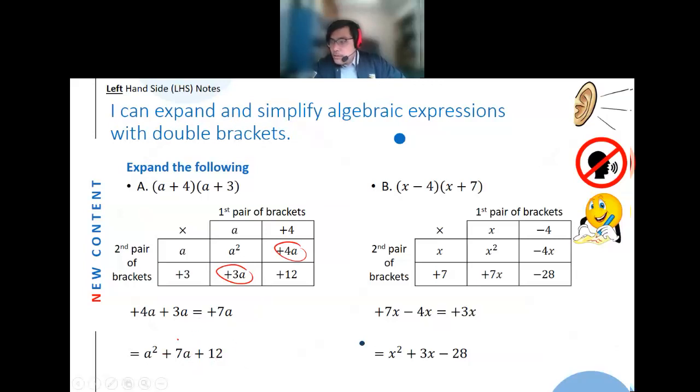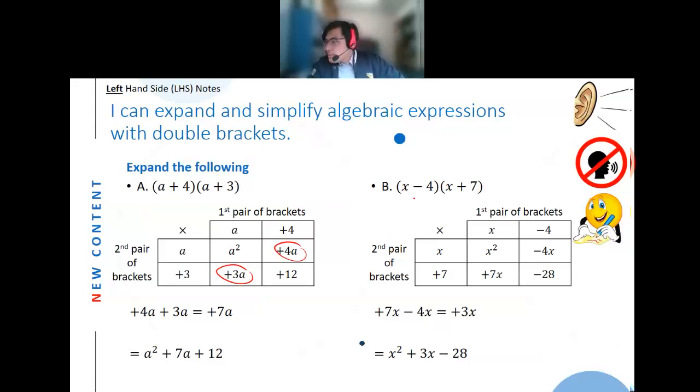Now when you are more familiar with doing this, then I guess you can skip this second last step here and just go straight from the table down to here. So just combine any like terms that you've got.